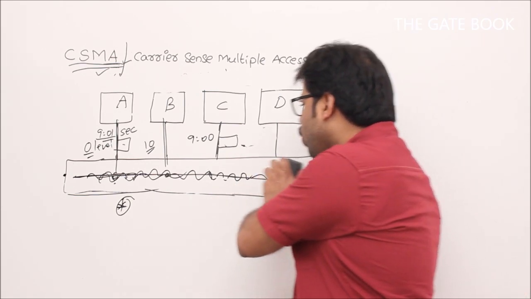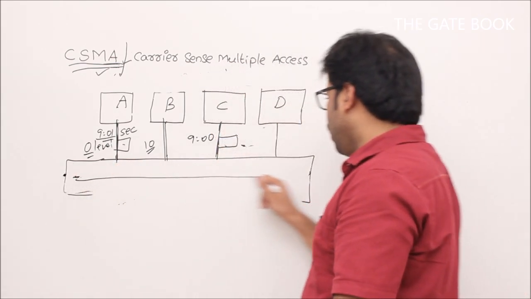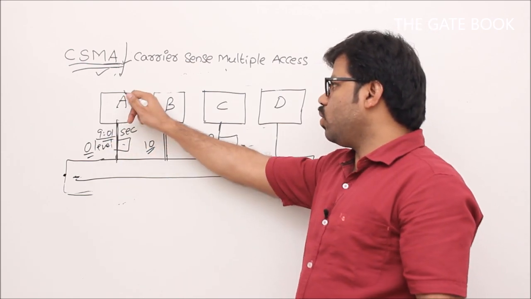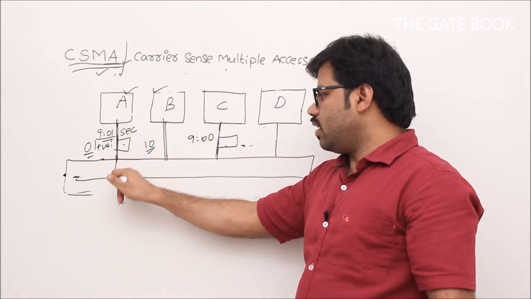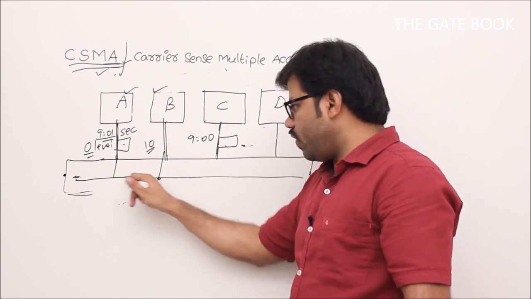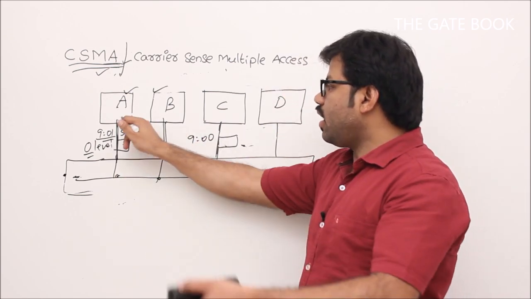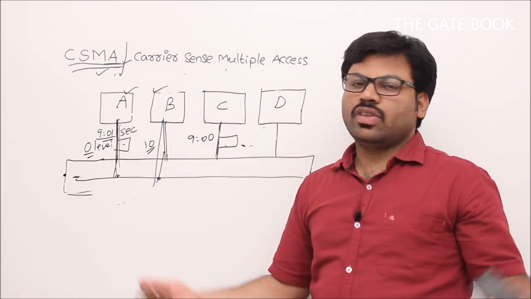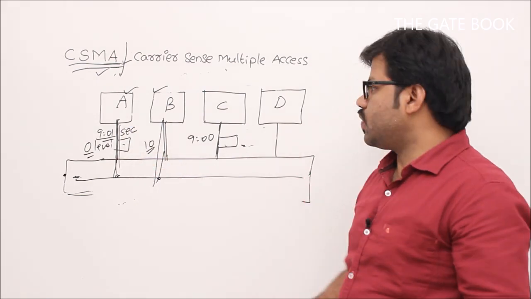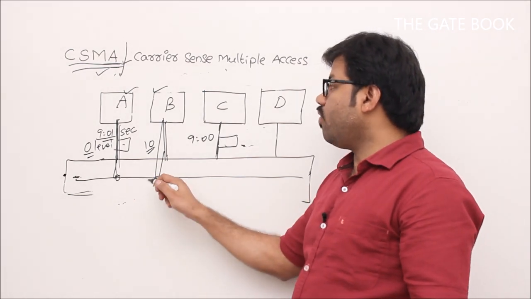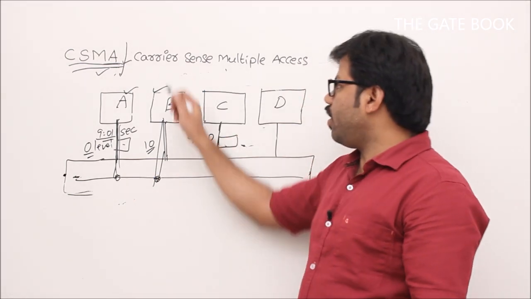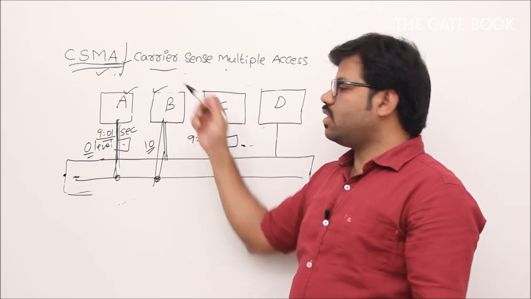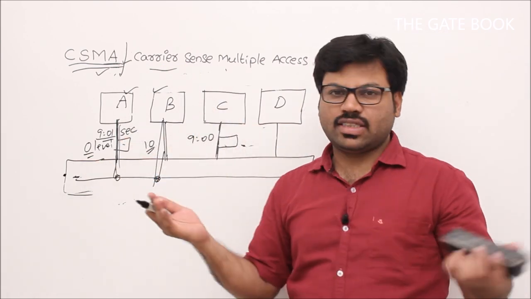Second thing, though your entire cable is free, when two stations sense it, that cable may be empty or free, but simultaneously they might send. If they send simultaneously, then what happens? Then they will collide, correct? That's why we should definitely take care of collision detection. At this moment, how to sense the channel you understand, right? This is about CSMA, that's it.